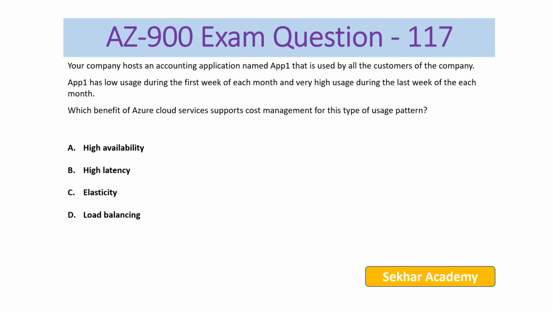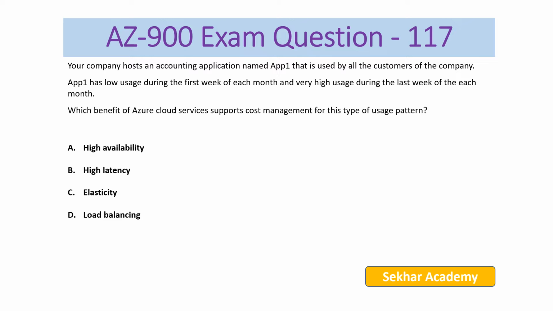AZ-900 exam question number 117. Your company hosts an accounting application named APP1 that is used by all the customers of the company. APP1 has low usage during the first week of each month and very high usage during the last week of each month. Which benefit of Azure Cloud Services supports cost management for this type of usage pattern?